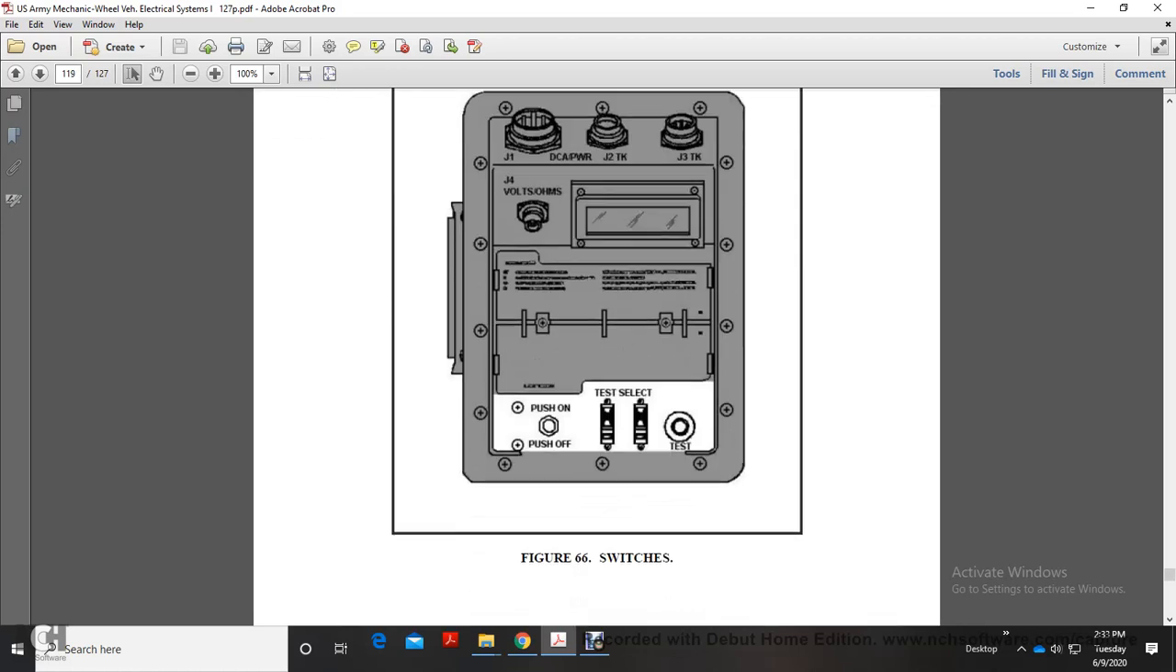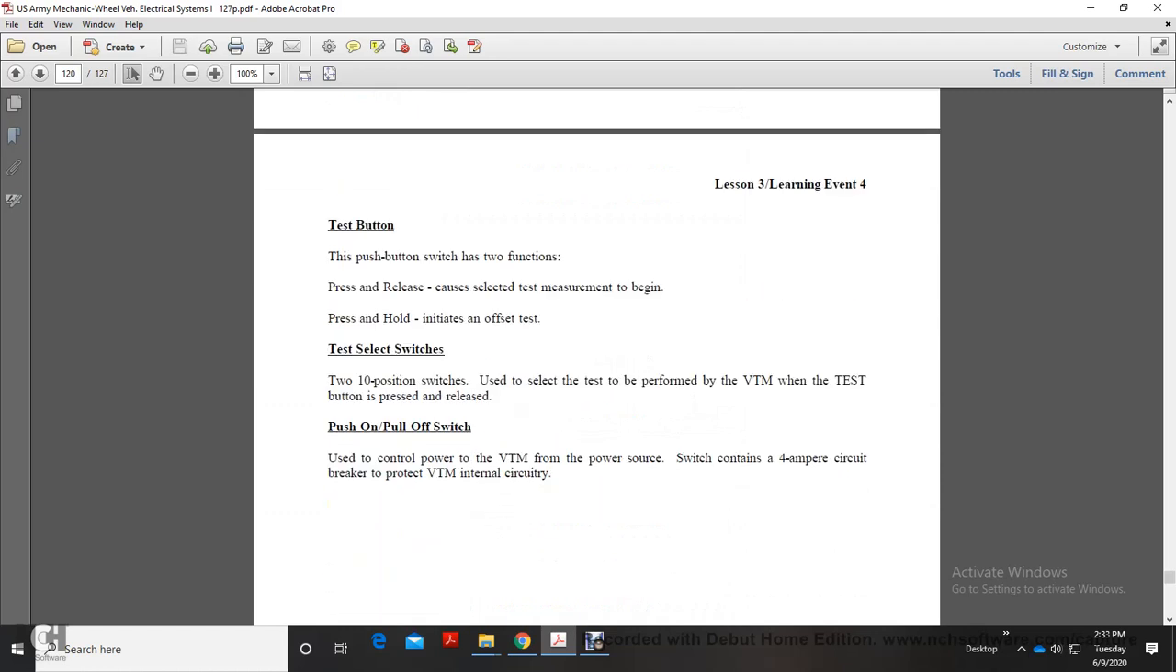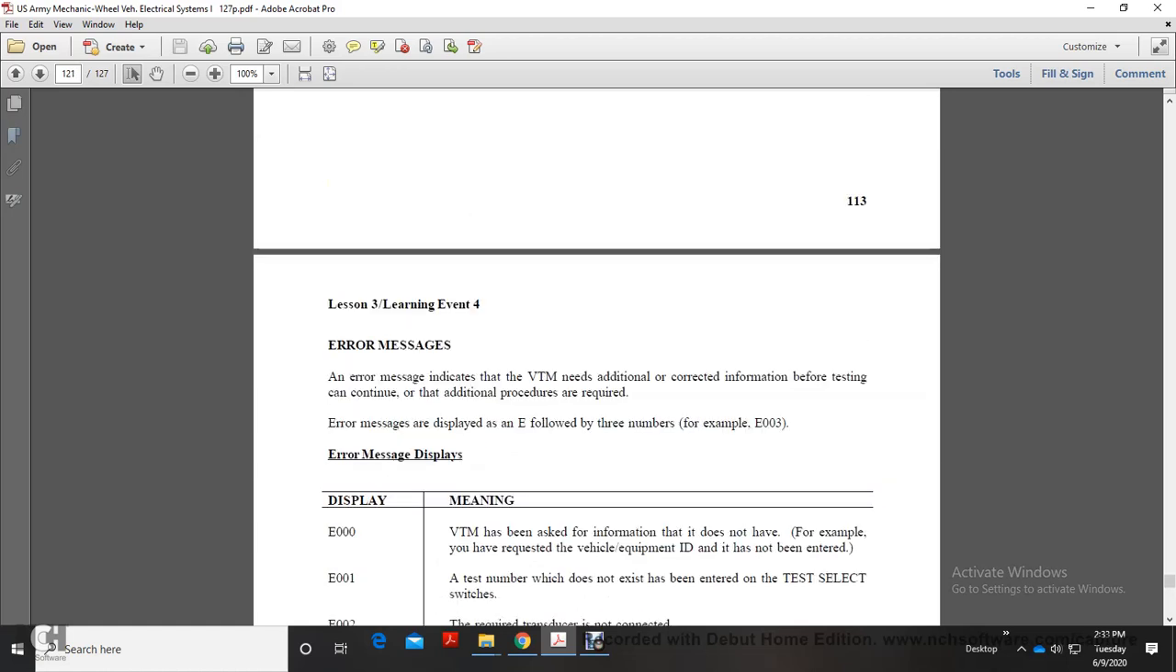Alright, figure 66 shows your switches. Test button. The test push button switches two functions. Press and release causes the test measurements to begin. Press and hold initiates offset. Test select switches. The two 10 position switches are used to select the test to perform on the VTM when the test button is pressed and released. Push on pull off switch. Used to control power to the VTM from a power source which contains a 4 amp circuit breaker to protect the voltage test meter internal circuitry.